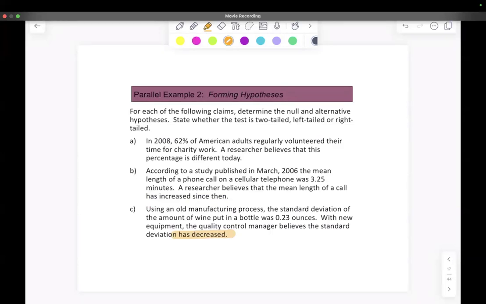Okay, so now our null hypothesis. We're using standard deviation, so I'm going to use sigma. Remember, it's always equals 0.23. You could write ounces there if you want; it doesn't really matter. So sigma equals 0.23 ounces. My alternative hypothesis, because it has decreased, is going to be less than.